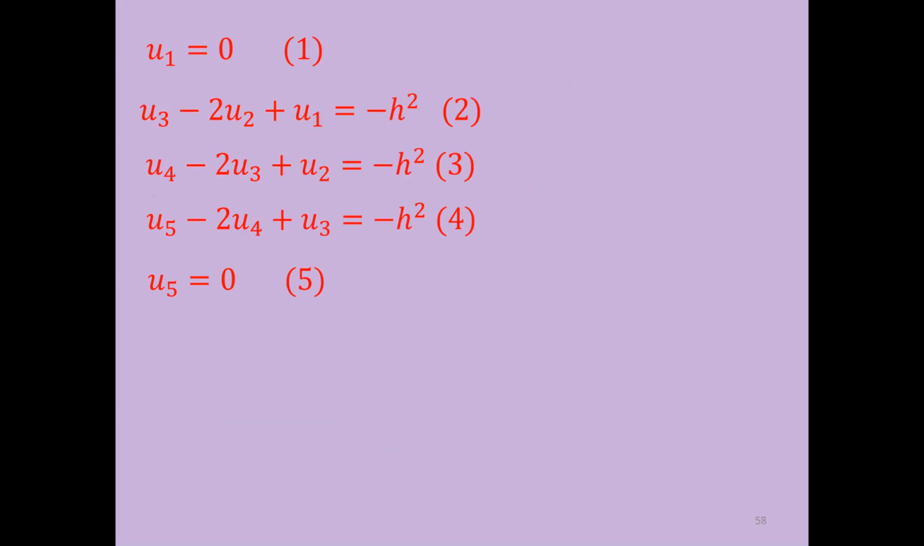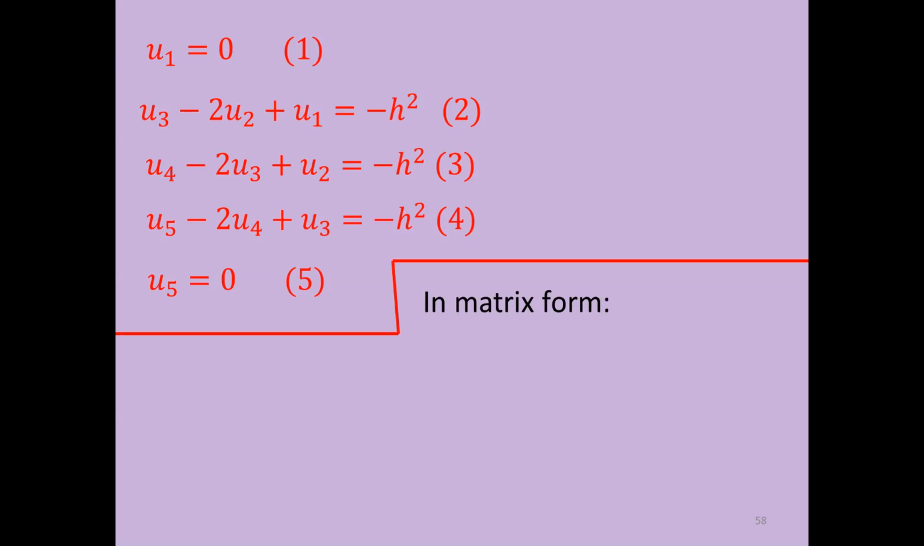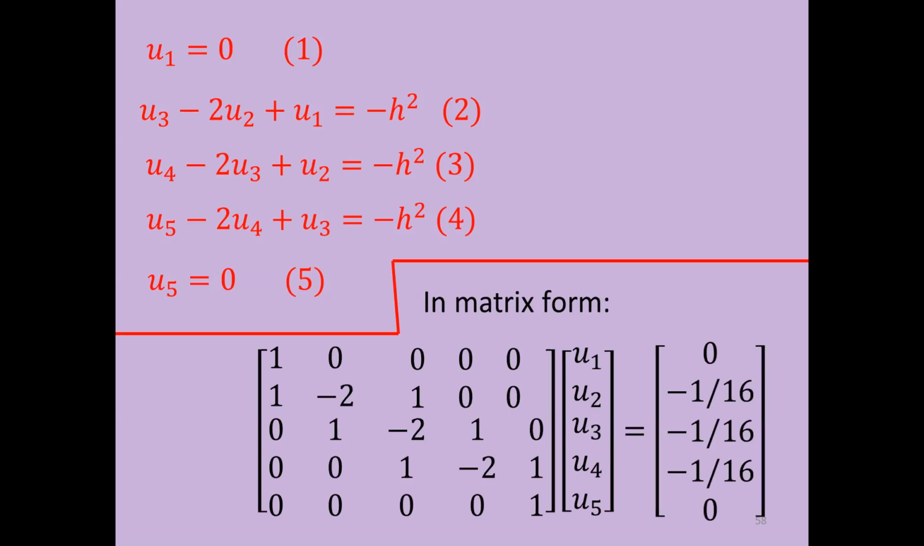Now in this equation, all the 5 equations have been written together. In fact, equation number 1 and equation number 5 are the two constrained equations, and equation number 2, 3 and 4 are the three equations which have been obtained by applying the difference equation at the node number 2, number 3 and number 4. Now these 5 equations can be written in a matrix form.